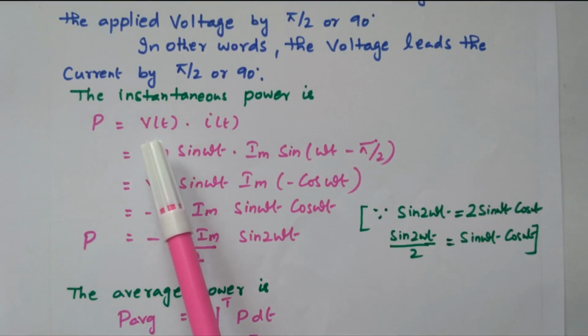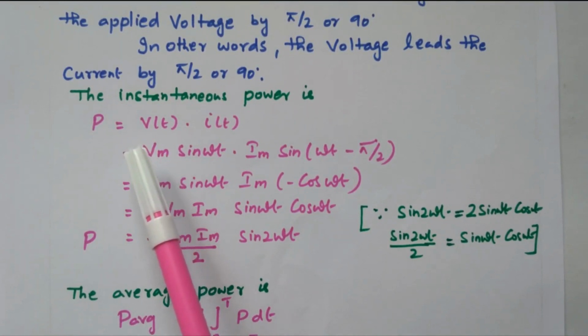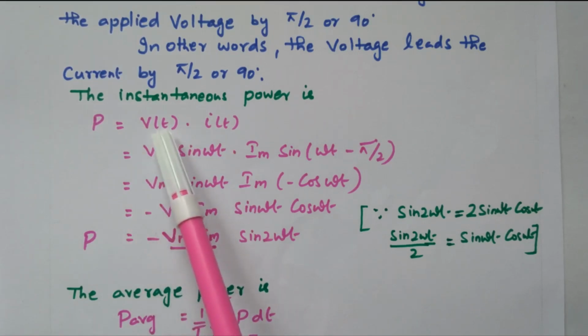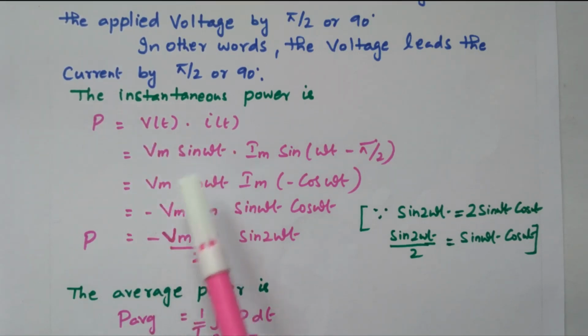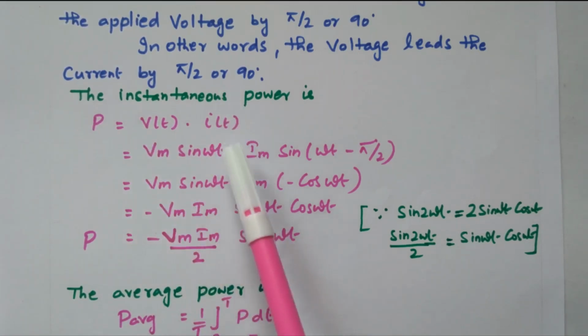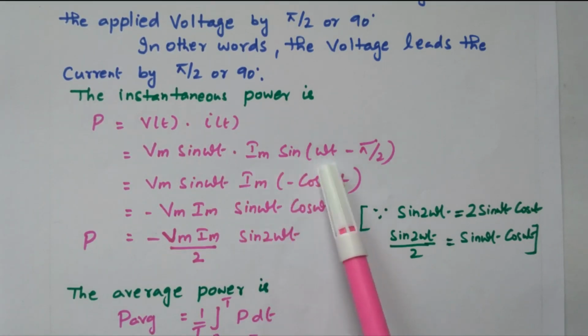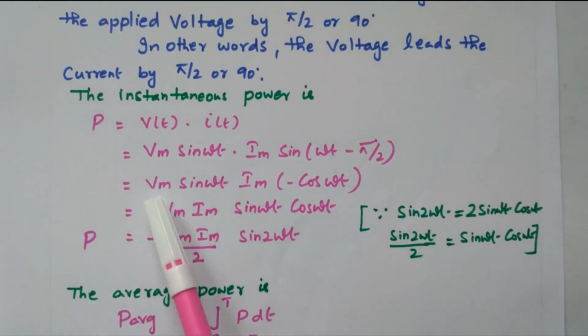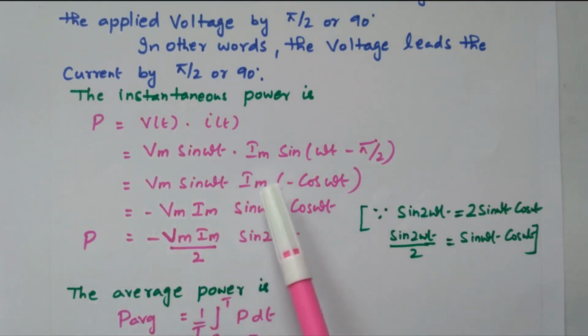What is instantaneous power at a given instant? P equal to V of t into I of t. V of t is the applied voltage, Vm sin omega t. I of t we already calculated: Im sin(omega t minus pi by 2). So this is equation 2, and this is equation 1. So Vm sin omega t into Im.